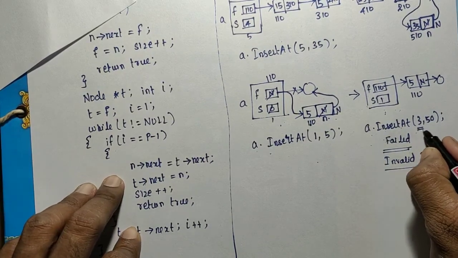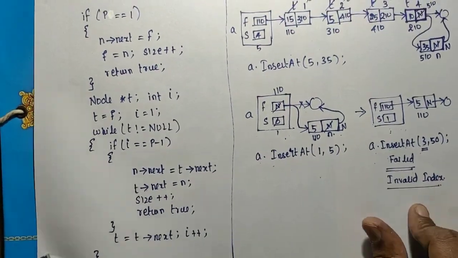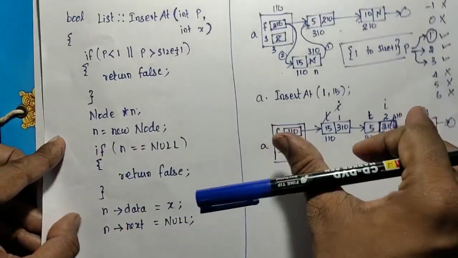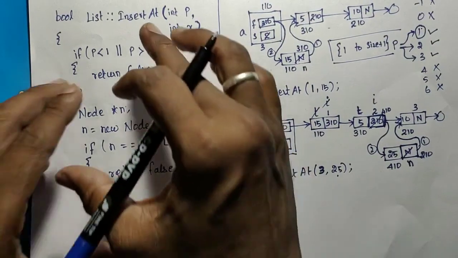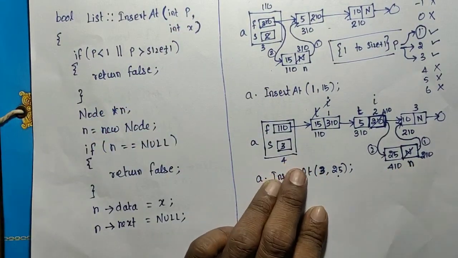So this is the code for inserting an element at a given position. Please go through the code. Try to understand those operations by tracing that algorithm yourself with some example. Okay, thank you.